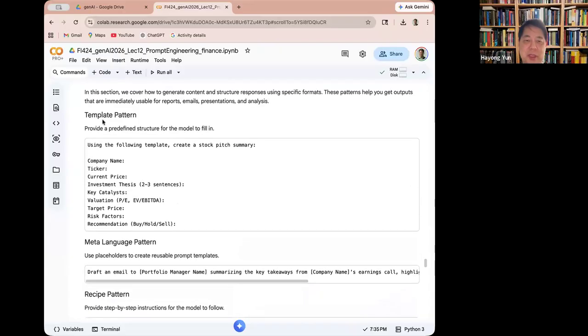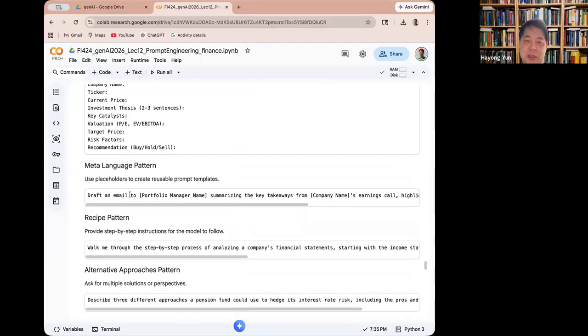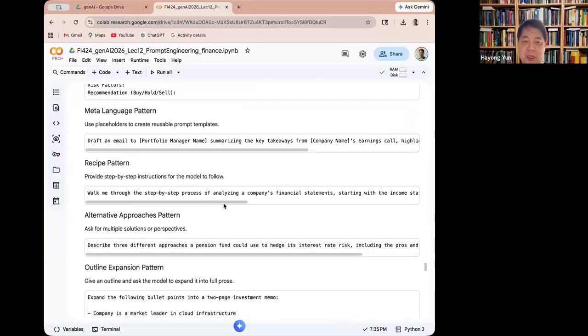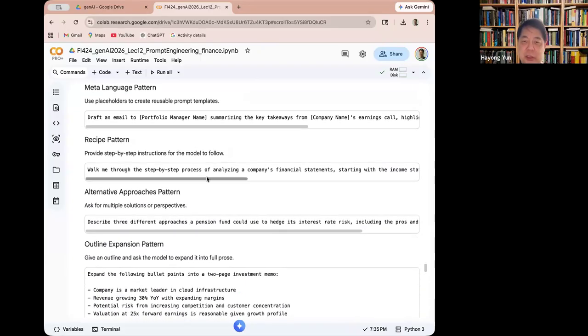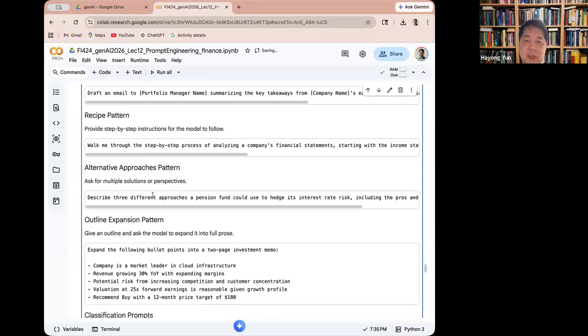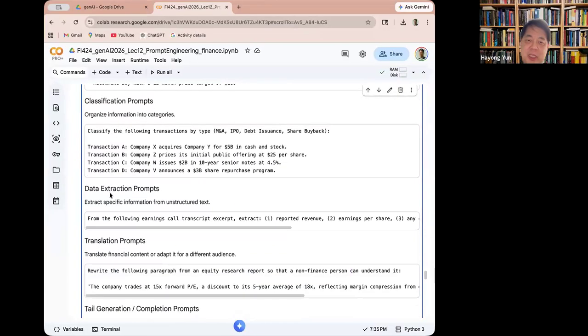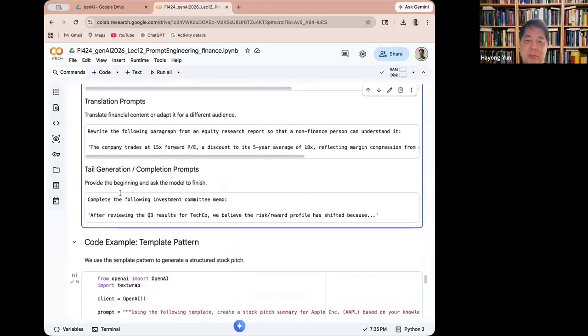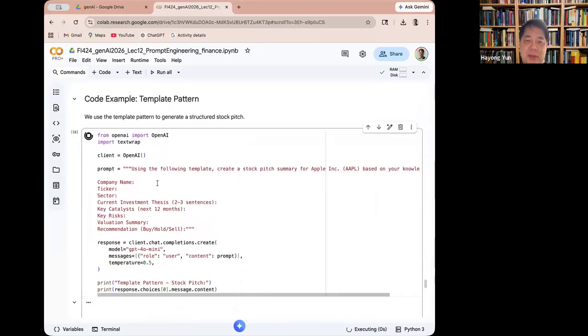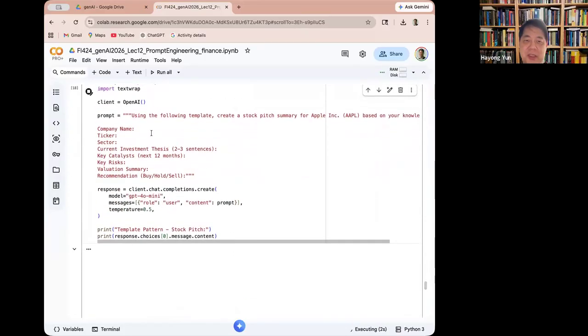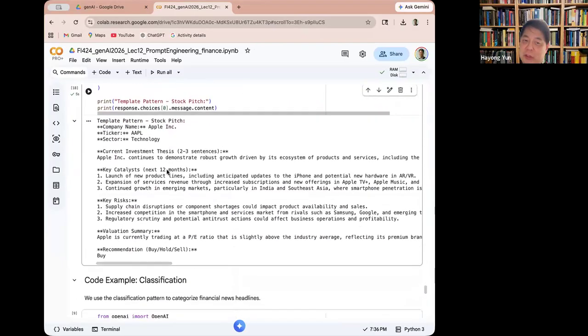So you can provide a template pattern of what you want, or some meta language patterns. So you have a placeholder like here, the portfolio manager name and all this, and do this. Or recipe pattern, provide step-by-step instructions for the model to follow, or alternative approach pattern, like this, or outline expansion pattern. I mean, you can have multiple kinds, and template pattern is probably very common. So let's see this here. Using the following template, create a stock page summary for Apple, and then it will do things like this.